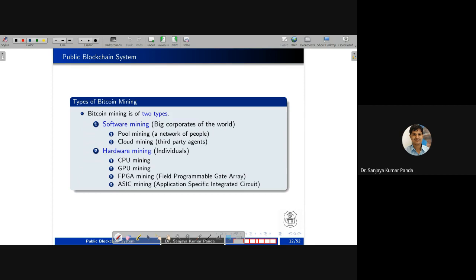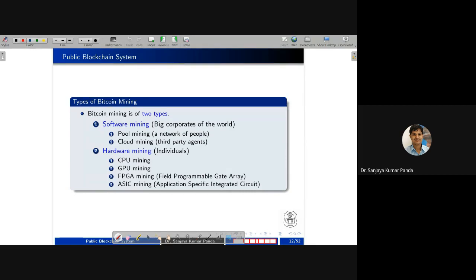Now, coming to hardware mining, you can use your CPU, which has less power in comparison to a GPU, in order to process or validate a particular transaction, or to do the process of mining. But GPU mining is more powerful because you have multiple ALU units in comparison to your CPU. In the CPU there are fewer ALU units, but in the GPU you have more ALU units.